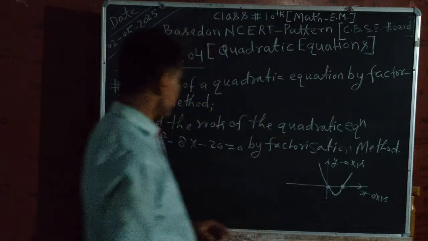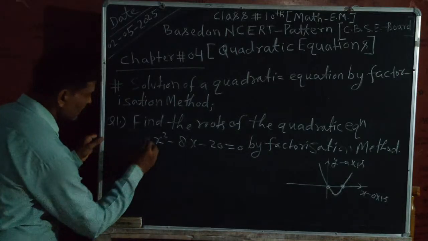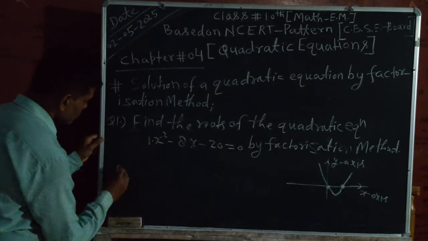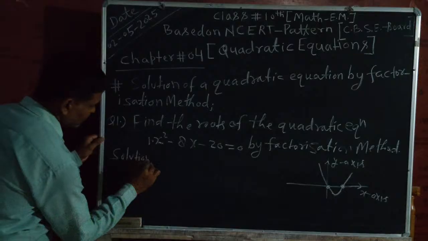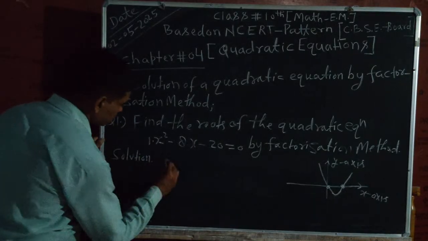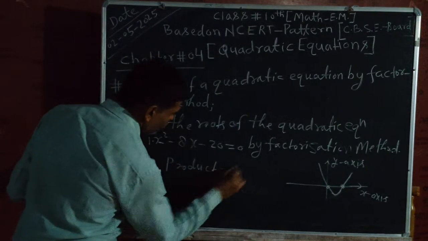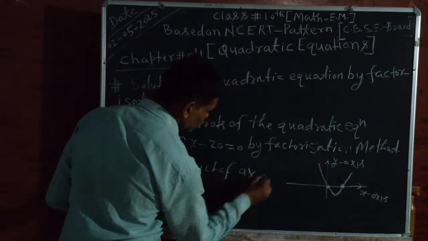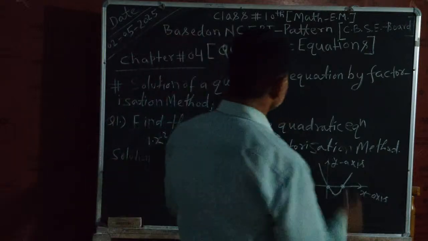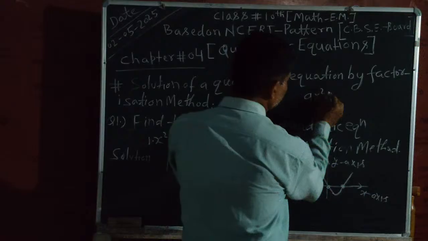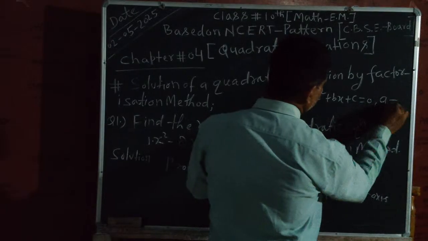Okay students, further I am going to calculate it. Here the coefficient of x square is A. So here, first of all, I will write solution. In the solution, we have to get the product of A into C, because the general quadratic equation is ax square plus bx plus c equal to 0, but A cannot be 0.